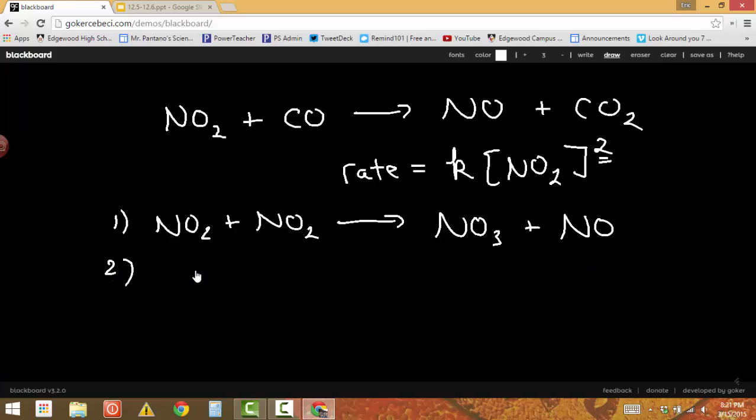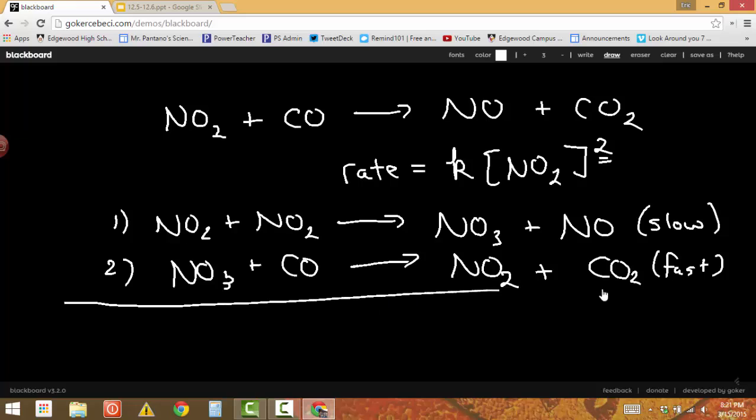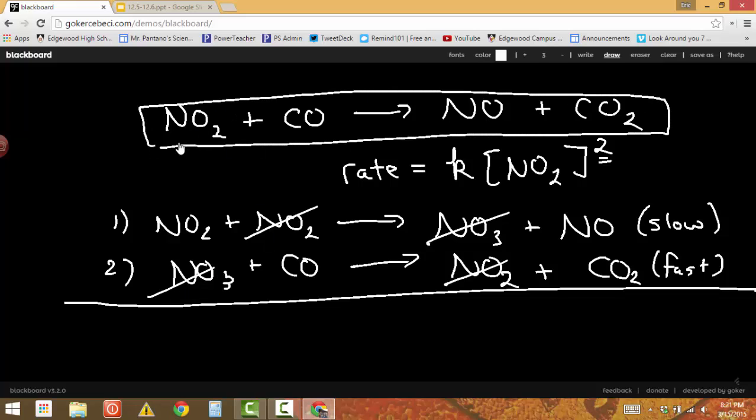And the second step is an NO3 colliding with a carbon monoxide molecule to form an NO2 and a CO2. Now this is measured as being a very slow step, and this is measured as being very fast. Okay? If I cancel out things that show up on both sides, I'll come back to my overall reaction when I add these back together.